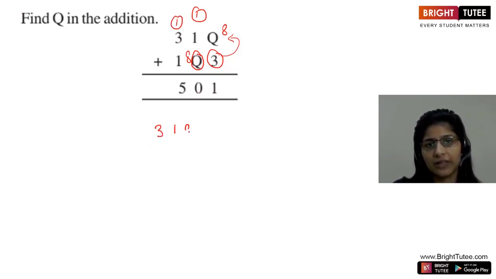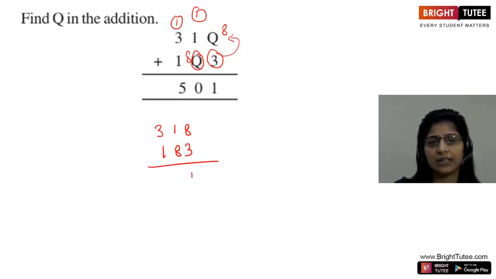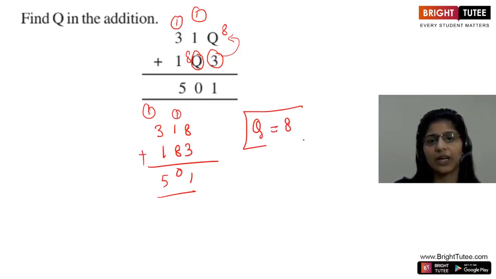So the number is 318183, and when we add them, just see, 8 and 3 is 11, 8 and 1 is 9 and 1 is 10, 3 and 1 is 4 and 1 is 5, we get 501. So what is the value of Q here? The value of Q here is 8.